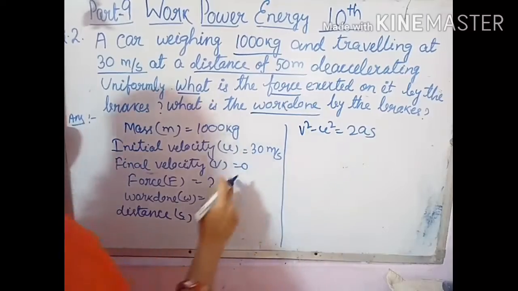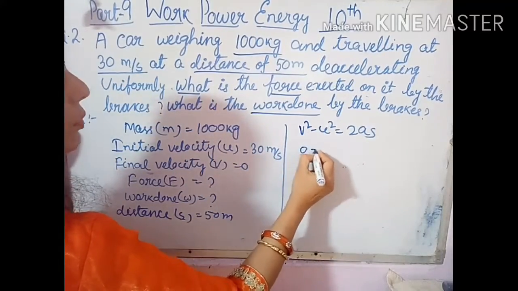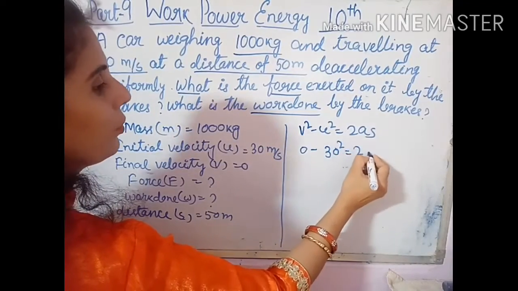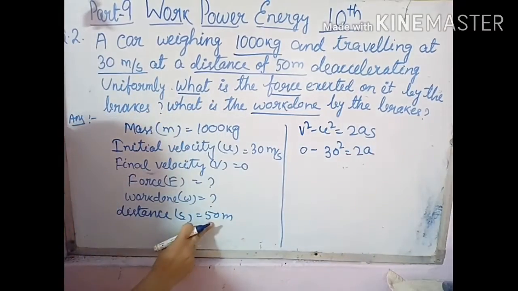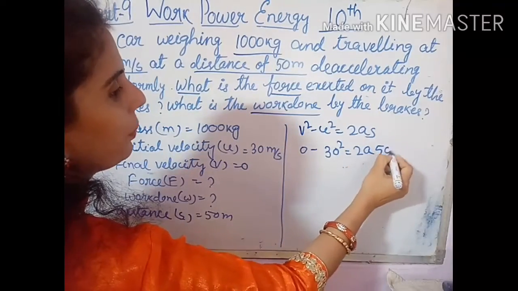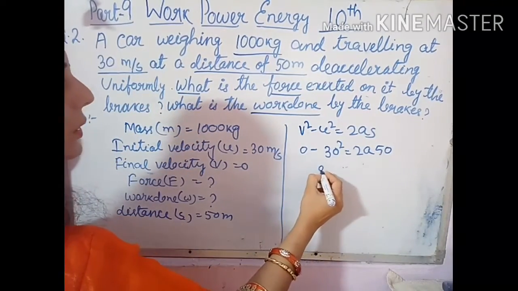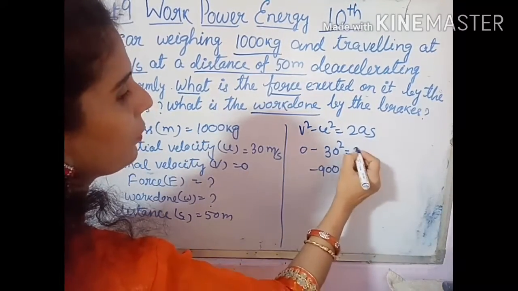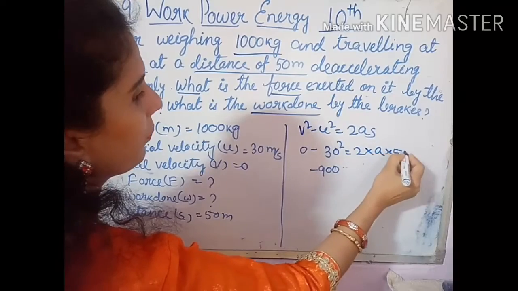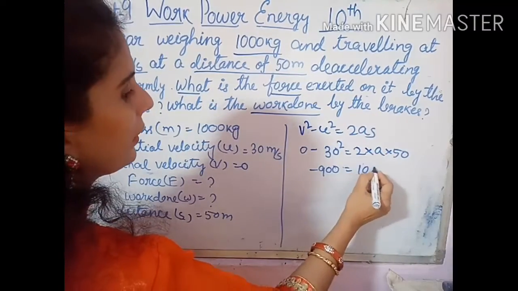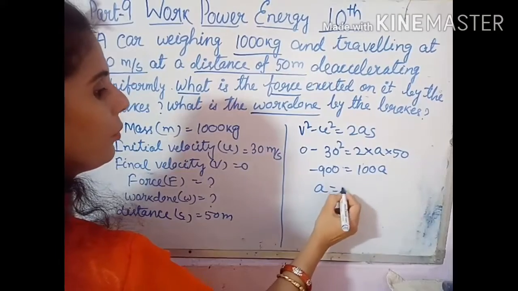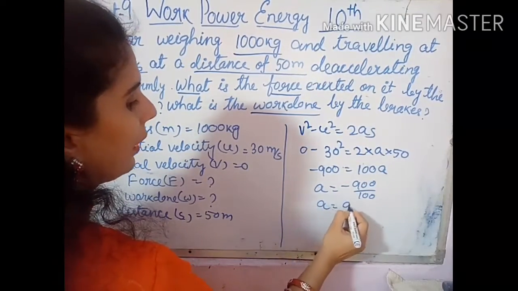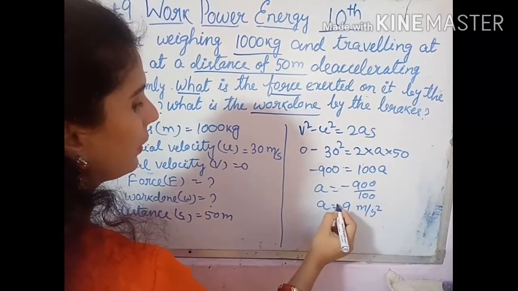Your V is 0, so it is 0 minus U square, where U is 30, so 30 square, equals 2 into A into S, and S is given as 50, so you put 50. Now 30 square is 900, so minus 900 equals 2 into A into 50. Here you get 100 A. So A equal to minus 900 by 100, A equal to minus 9 meter per second square.